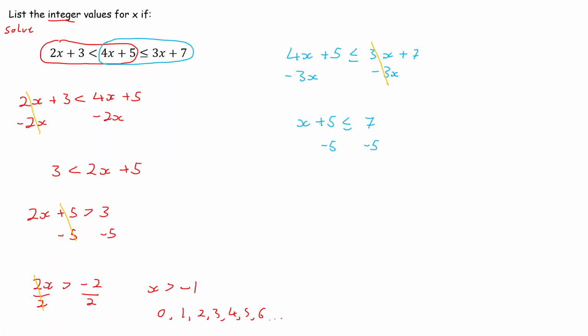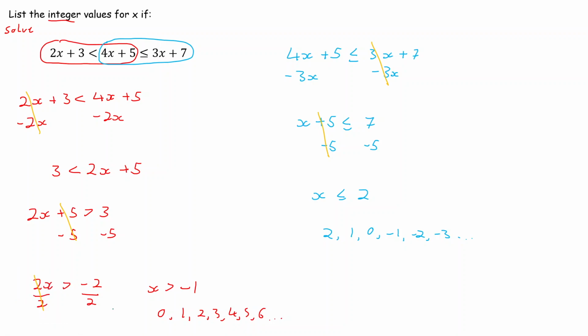And then these two cancel, and we're left with just x, which is good. We're trying to get it on its own, being less than or equal to 7 take away 5, which is equal to 2. So that's my second inequality, and my integer values that work for this inequality are going to be less than or equal to 2. You do include the number 2 this time, and then we go to 1, 0, -1, -2, -3, so on and so forth.